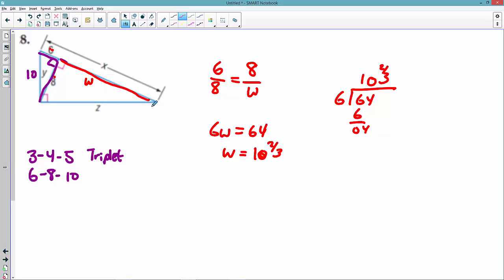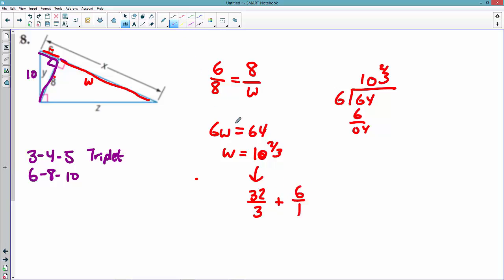So that's this w, but they asked me for x. So x is the w plus this piece, which is 6. So it's basically 10 and 2/3 plus 6. So you know what, I do need to do improper fractions. So we're going to take this, which is 10 times 3 is 30, plus 2 is 32 over 3, okay, plus 6 over 1.